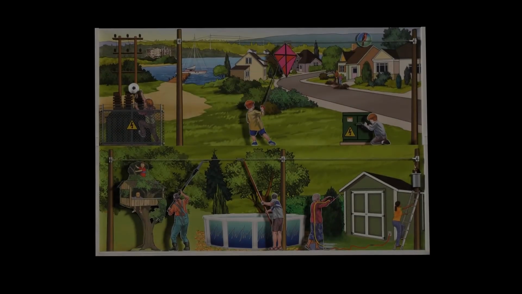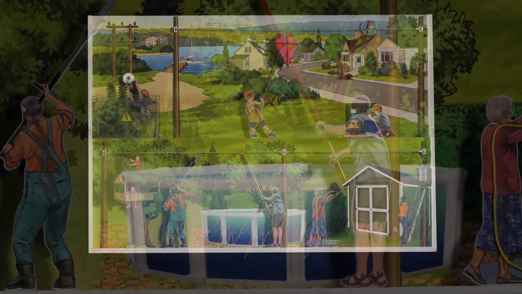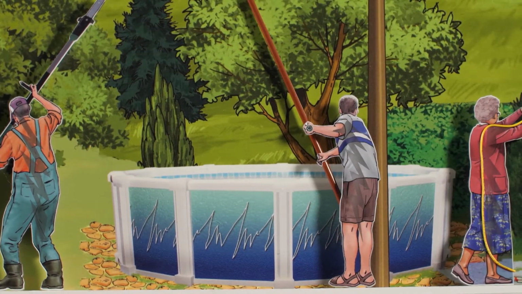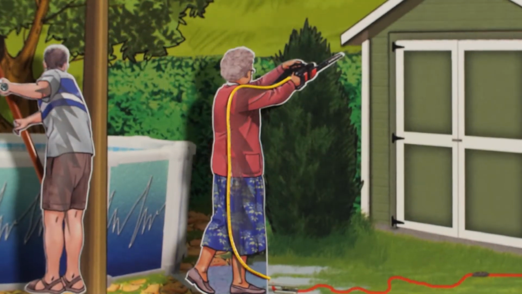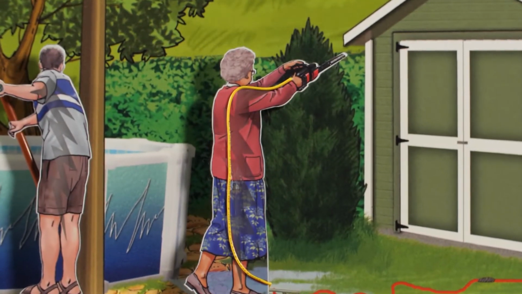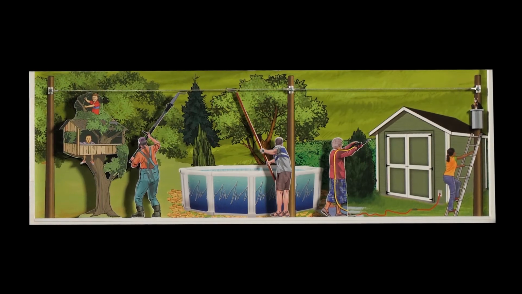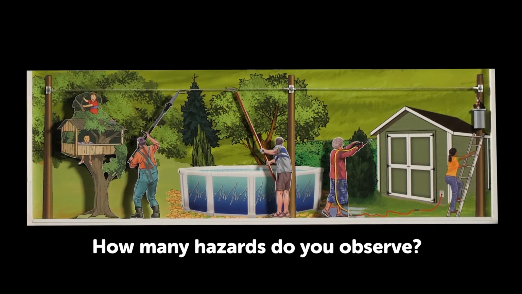While Amy, Rory, and Jack were playing, their neighbors also headed out into the warm sunshine. Graham, Martha, and Mickey worked together to prepare the backyard for a luau they were throwing. Graham was trimming back tree branches, Martha was cleaning up the hedges, and Mickey was scooping dead leaves out of the pool. They were so excited about the luau and focused on their tasks that they weren't paying attention to the electrical hazards around them. How many hazards do you observe?